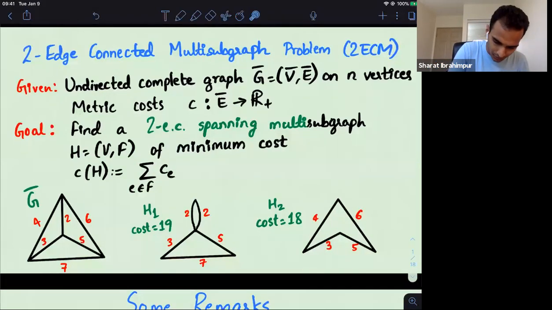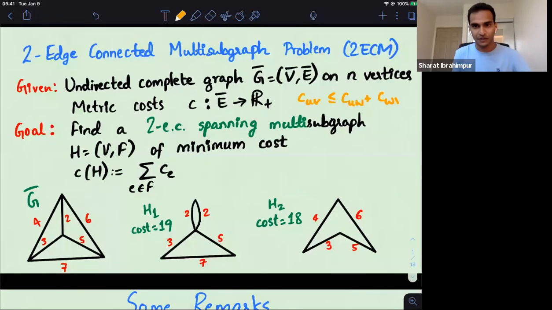To make it clear, metric means the cost of any edge c(u,v) is at most c(u,w) plus c(w,v). So this is the triangle inequality. That's what a cost function being metric means.